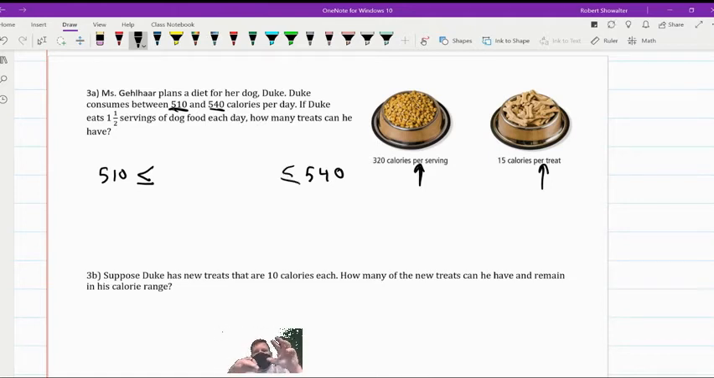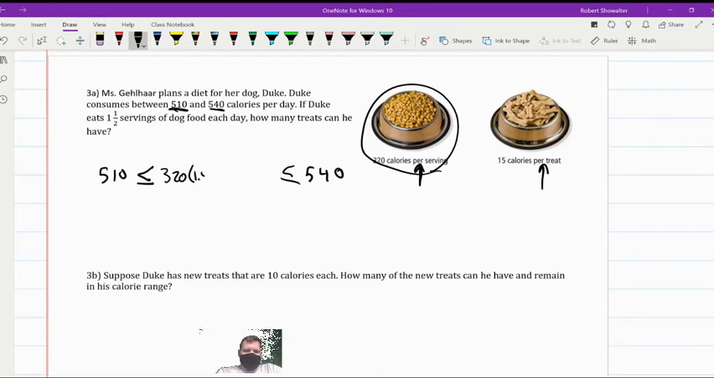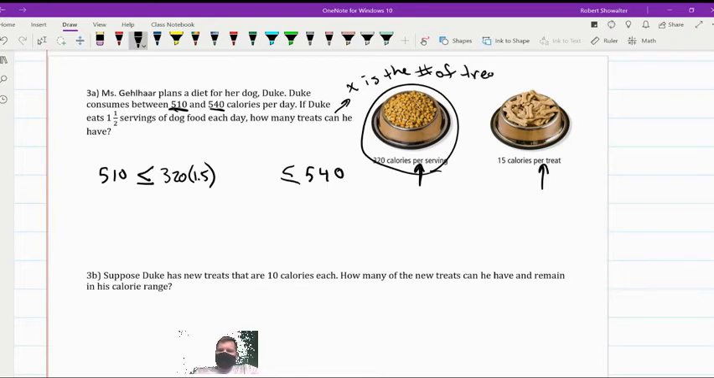So we write an inequality that's going to be between those. She's got 1.5 servings of dog food each day. This is the dog food, so we're going to do 320 times 1.5 each day. And how many treats? If we go to the question, we want to get our variable from the question. The question says how many treats, so x is the number of dog treats.